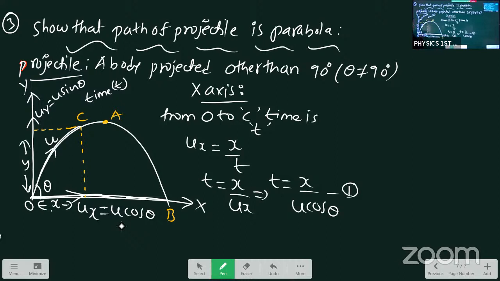Then the time taken from O to C is small t. Velocity equals displacement by time. By using this routine formula, time equals displacement by velocity. What is the velocity? U cos theta. This is equation number 1. Okay, that was along the x-axis. What is the one more axis? Y-axis. So in the y-axis we can get the derivation answer.